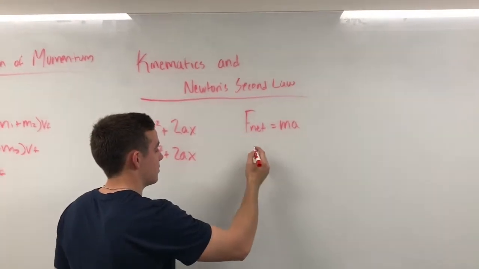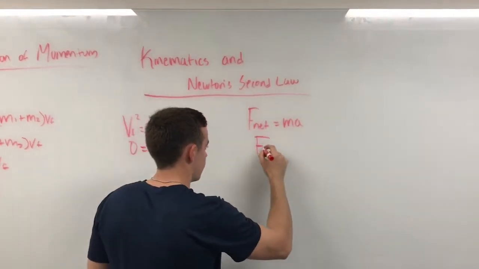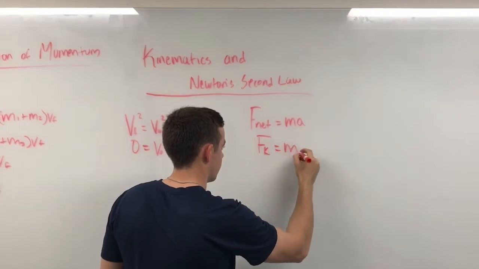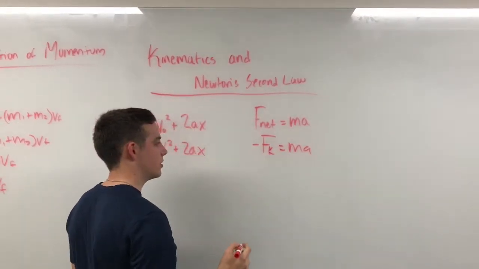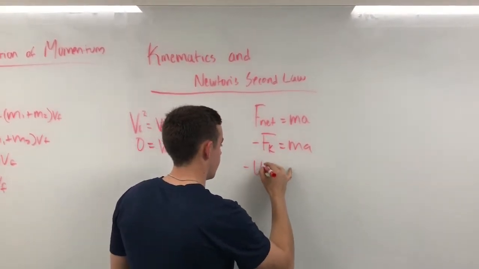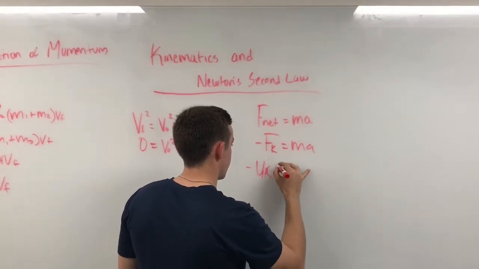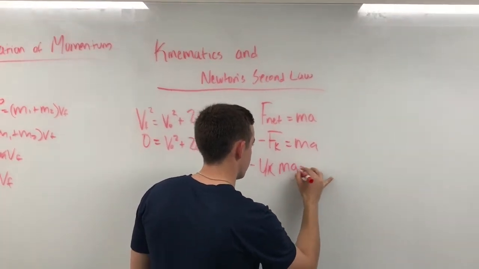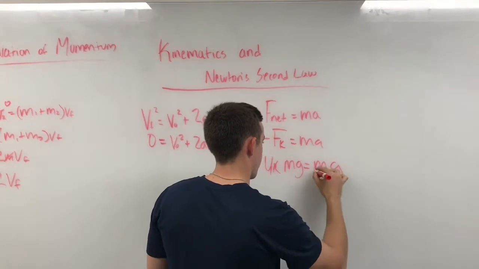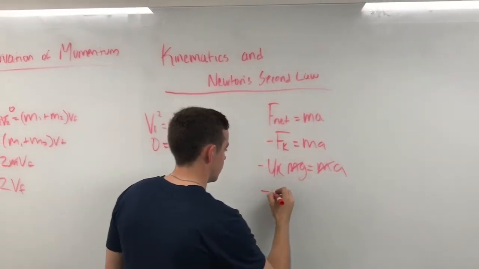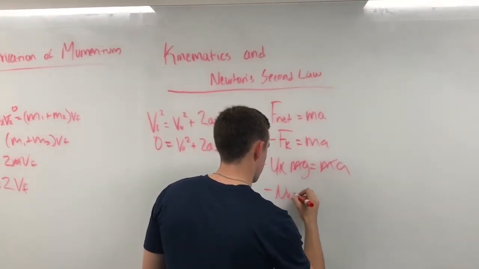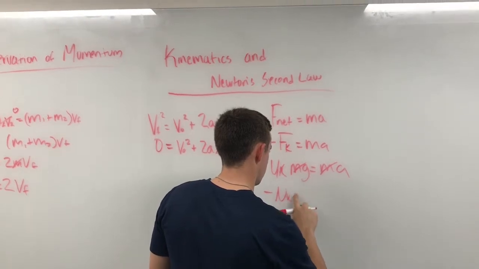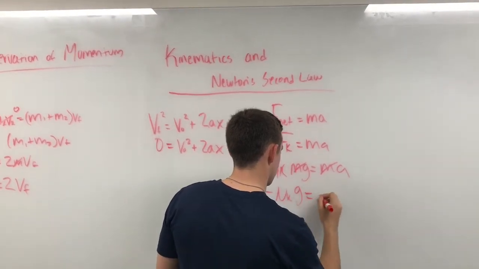The only force acting on the two blocks is the force of friction, which is negative since it's opposing motion. So friction is U sub k times mass times gravity equals ma, and the two masses cancel out. So now we have U sub k times g equals acceleration.